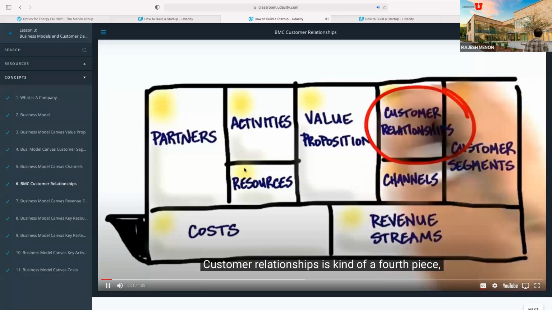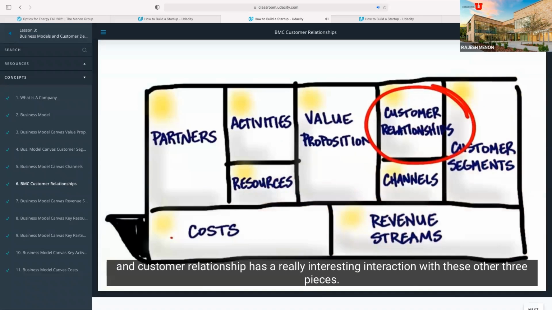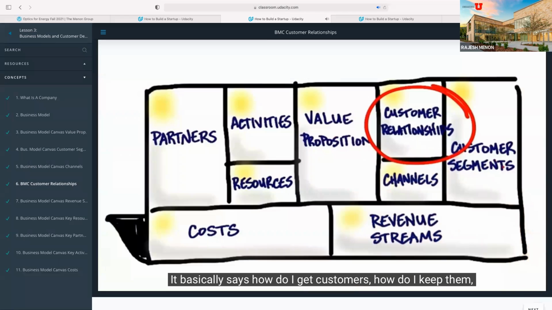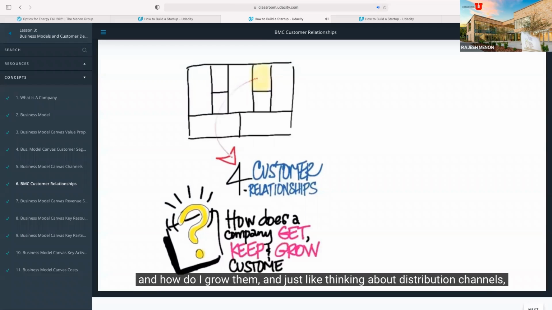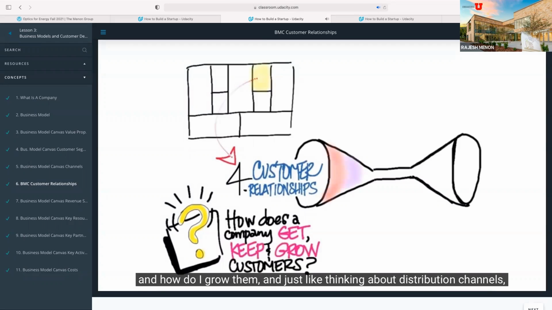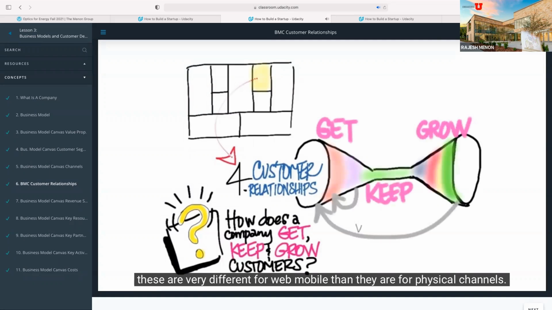Customer relationships is kind of the fourth piece. And customer relationships has a really interesting interaction with these other three pieces. It basically says, how do I get customers? How do I keep them? And how do I grow them? And just like thinking about distribution channels, these are very different for web mobile than they are for physical channels.